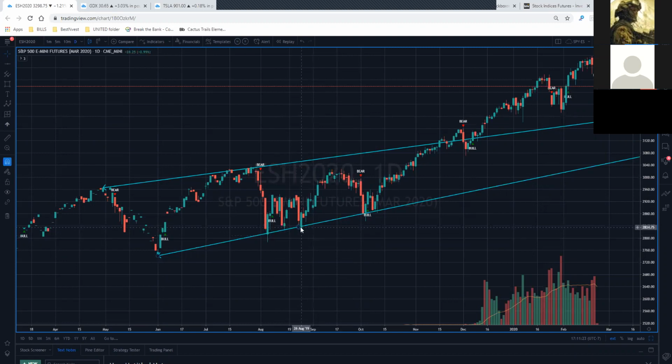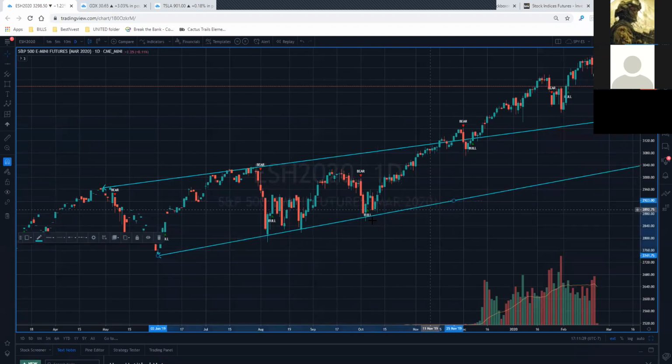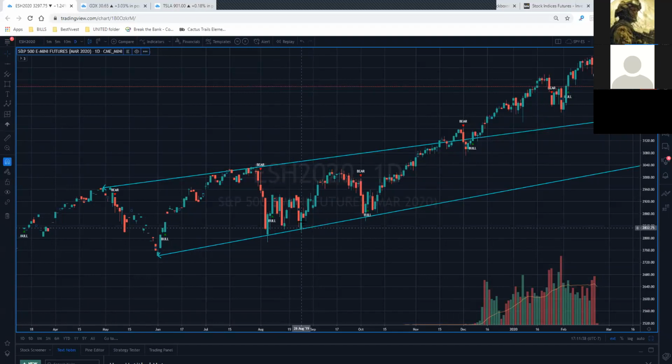You can get an idea how far it's going to drop based on previous support lines. See? You can just draw those, body to body or wick to wick. I like drawing body to body because that's where the majority of the buys and sells are, at the body of the candles.